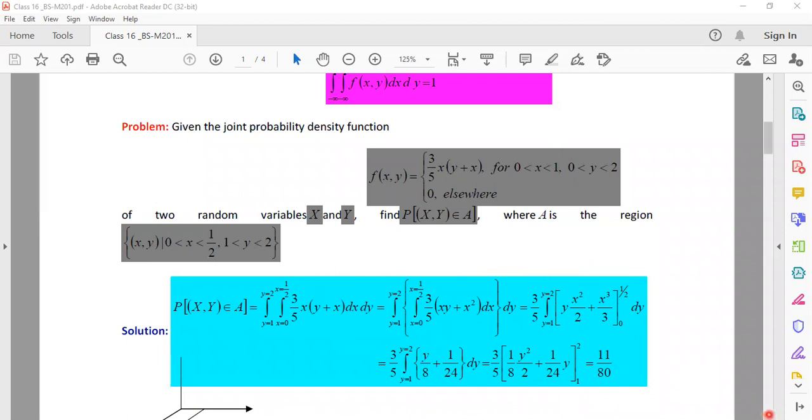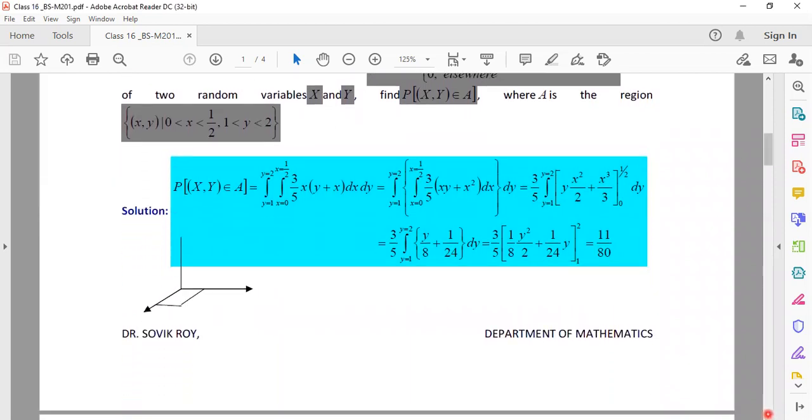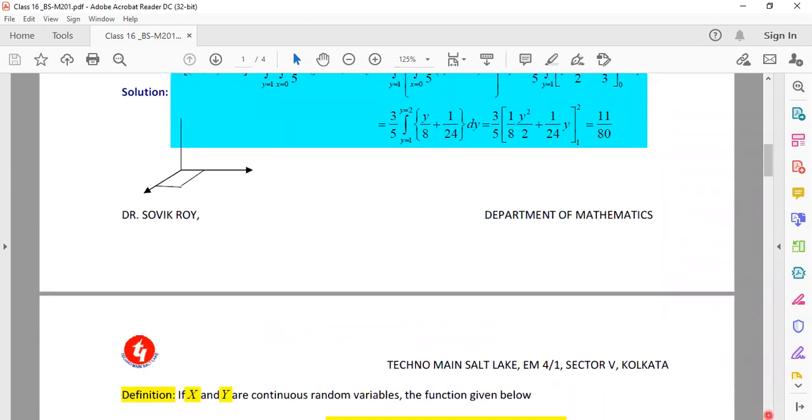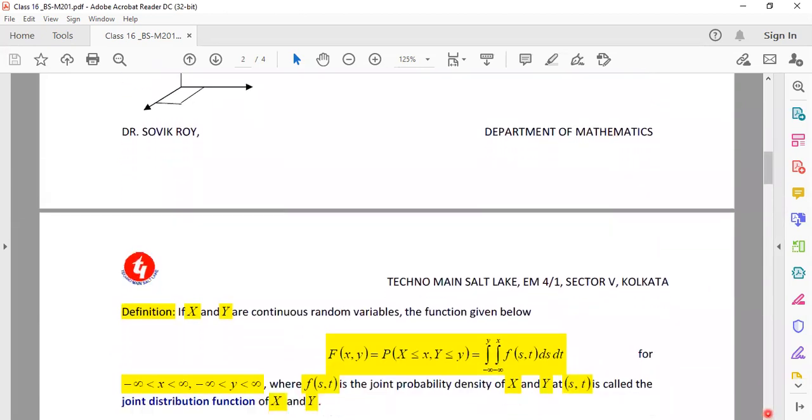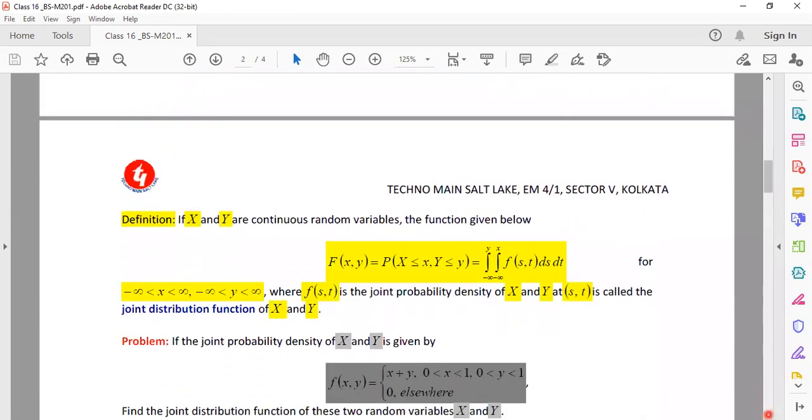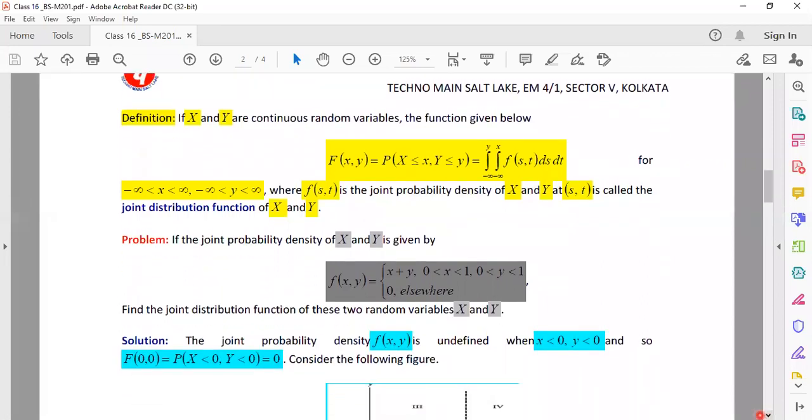Now, let us come to the next problem. The next problem is actually a bit not problematic. It needs some kind of in-depth understanding about the domain of the integration. Next problem is not about the probability function. It is actually about the distribution function.